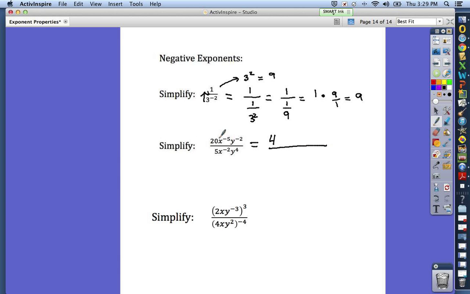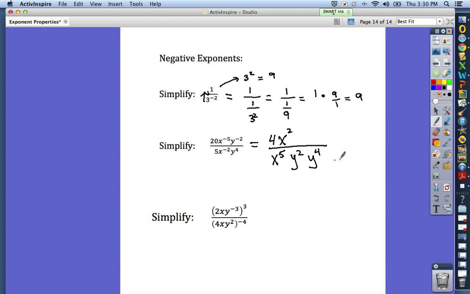X to the 5th here, this is negative. So let's move x to the 5th down here. The x to the negative second, oh, we have another negative exponent, so we'll move that to the numerator. Y to the negative second comes down as y to the second. And y to the 4th, since the exponent was positive, leave it right where it was.